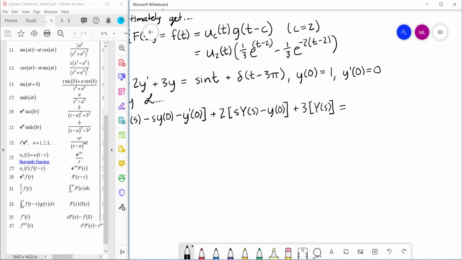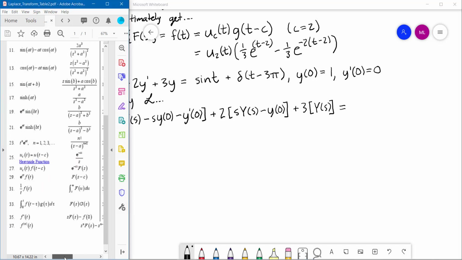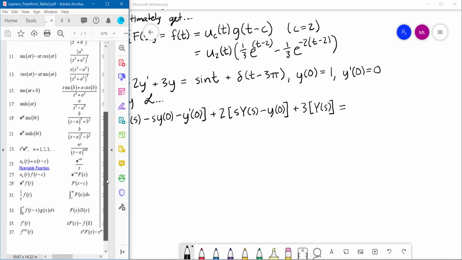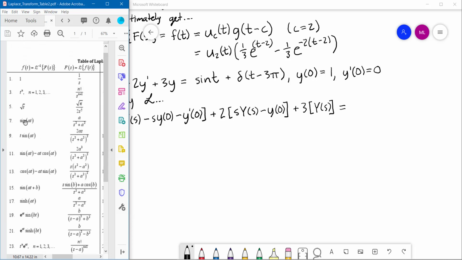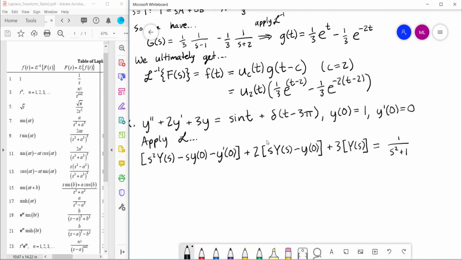They're down here. 35 and 36 were the ones that I just used. But now we're doing sine of t. If we go up here, sine of t will just be 1 over s squared plus 1. There's our transform of sine of t. And then the last piece that we need is to transform this delta function.